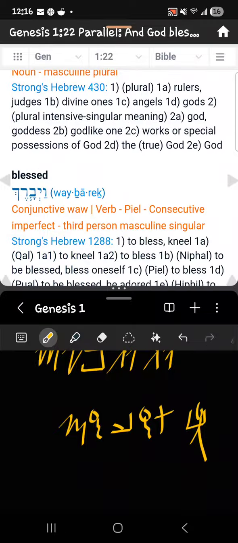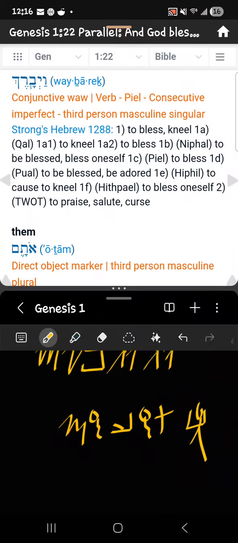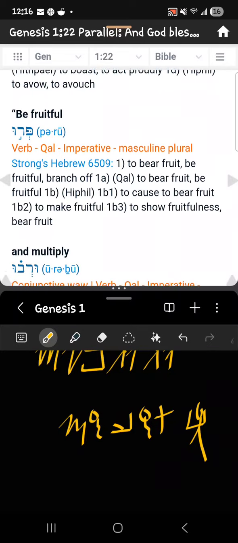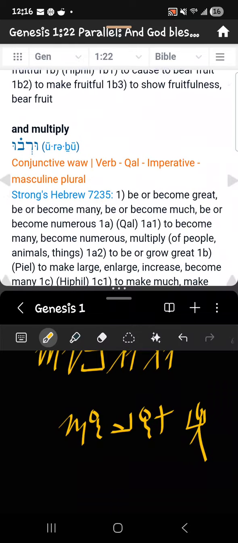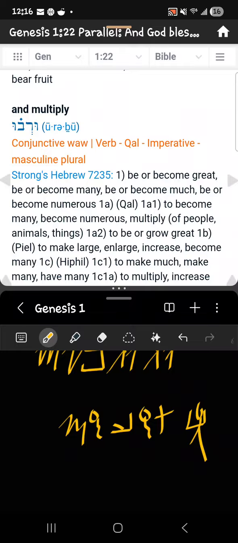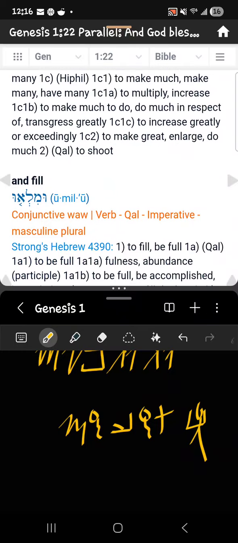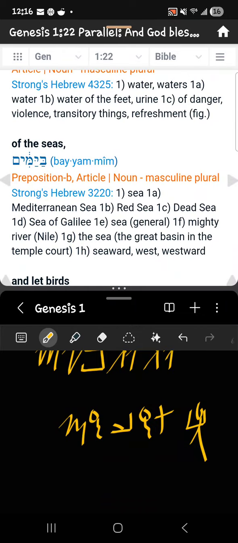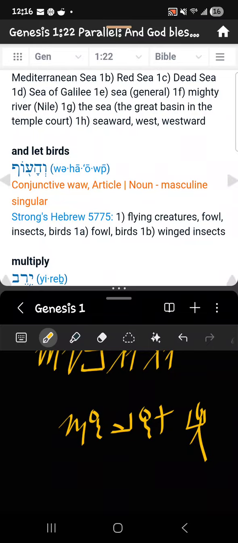Then Allah Hayam wayevarech. Okay. Otam. Wayevarech otam, and said, pru, be fruitful, urvu, and become great, multiply. Umil'u, and fill, hamayim, bayamim, in the seas. Veha'of, alright? Of, that's a bird, my boy.